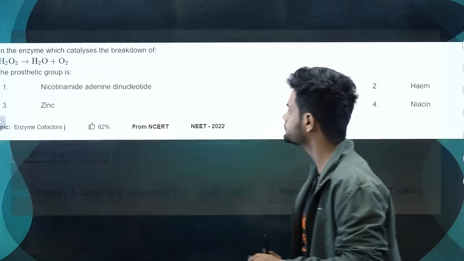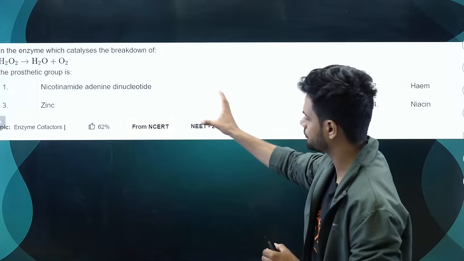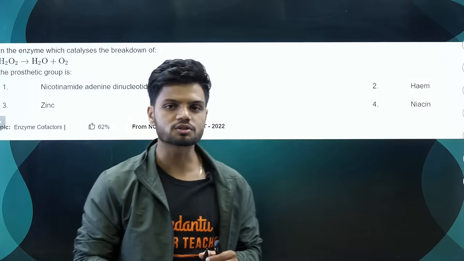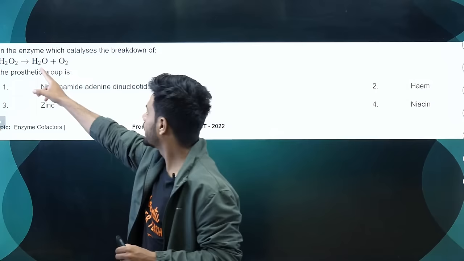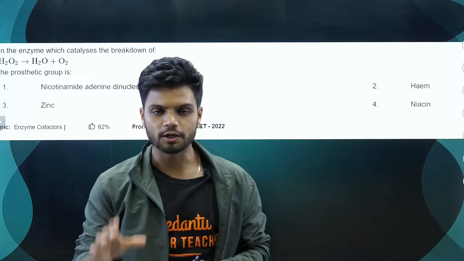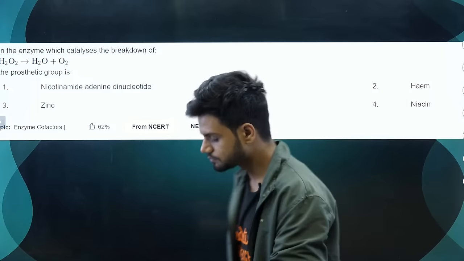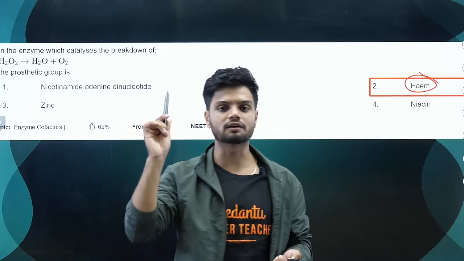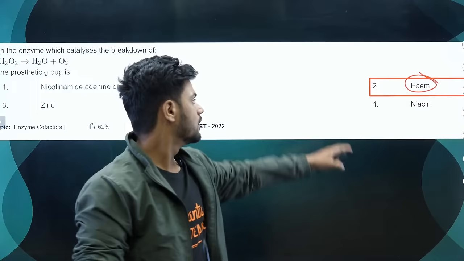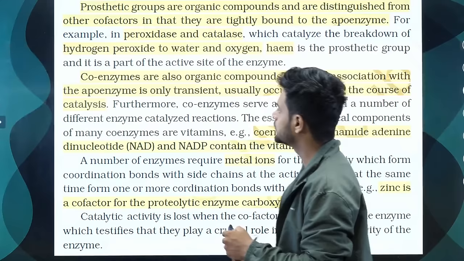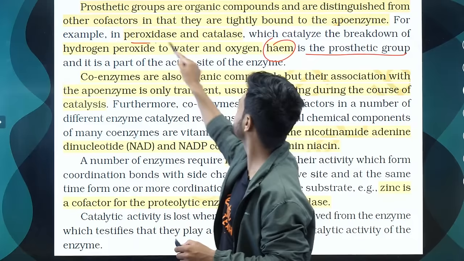Next question. In the enzyme, which catalyzes the breakdown of? There's an enzyme called peroxidase, right? Peroxidase and catalase, H2O2, hydrogen peroxide is converted to water and oxygen. The prosthetic group. Remember I told you, in the prosthetic group, the only example given is heme. Heme is the example which is given here. Answer is simple. Heme is the example, right? Prosthetic group. Remember the paragraph I told you. In the prosthetic group paragraph, the first one, your catalase and peroxidase function. Prosthetic group was your heme. Done. Here again see, heme is the prosthetic group for your peroxidase and catalase for the conversion of hydrogen peroxide into water and oxygen.